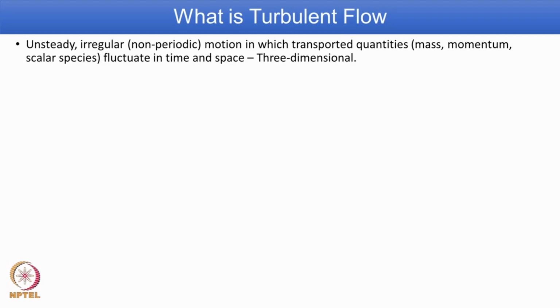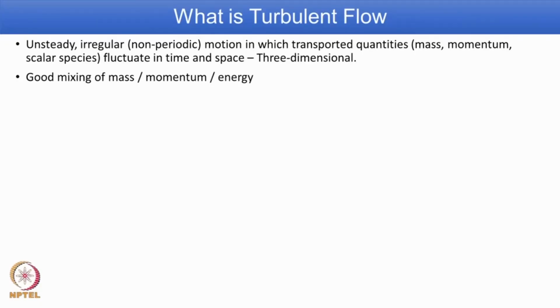Let us start defining the turbulent flow. It is unsteady, so you do not have anything like unsteady term dropped in Navier-Stokes equation. It is irregular, so you do not have any predefined situation, non-periodic motion. We are concerned about three properties: mass, momentum and scalar species. It may be temperature, it may be density, it may be concentration. So, in turbulent flows, these quantities are transported and they exhibit fluctuation both in time as well as in space. Hence, it becomes three dimensional. So, we learned three important property: one is unsteady, irregular and three dimensional. You can have a situation of laminar flow unsteady, but it need not have a three dimensionality in the flow.